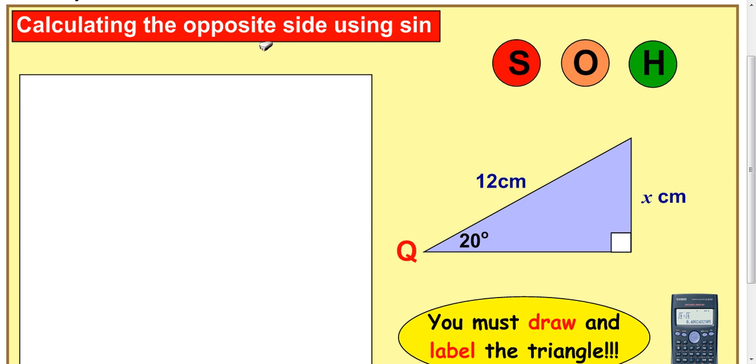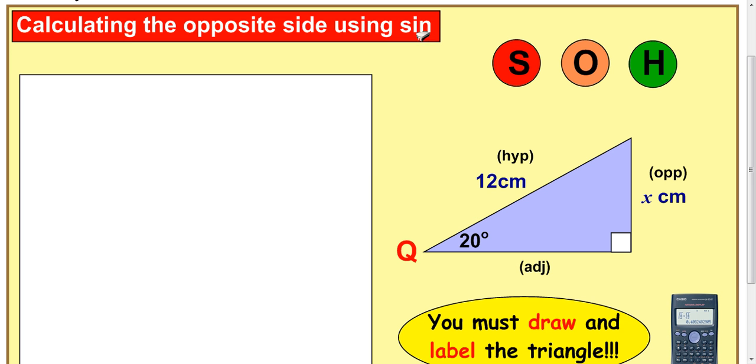So calculating the opposite side using sine, and again I've written SOH here to remind us of the formula. Sine is opposite over hypotenuse. So as before, draw the triangle out first and label the sides. So we've got the hypotenuse here that was just given, which is 12. That's diagonally opposite the right angle. We've got x here, the unknown, the thing we're trying to find, and that's diagonally opposite the angle here, so that's called the opposite. And the other side's the adjacent.